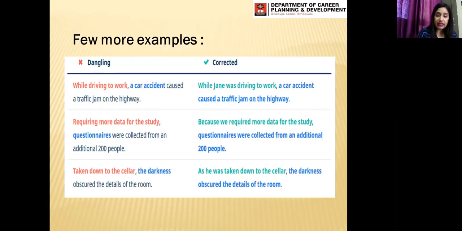Now, please revise all the rules again. Understand first what modifiers are, how they work, what dangling modifiers are, what characterizes them, how you are going to recognize them in sentences, and after that, what methods you can apply to correct them. Please practice more.